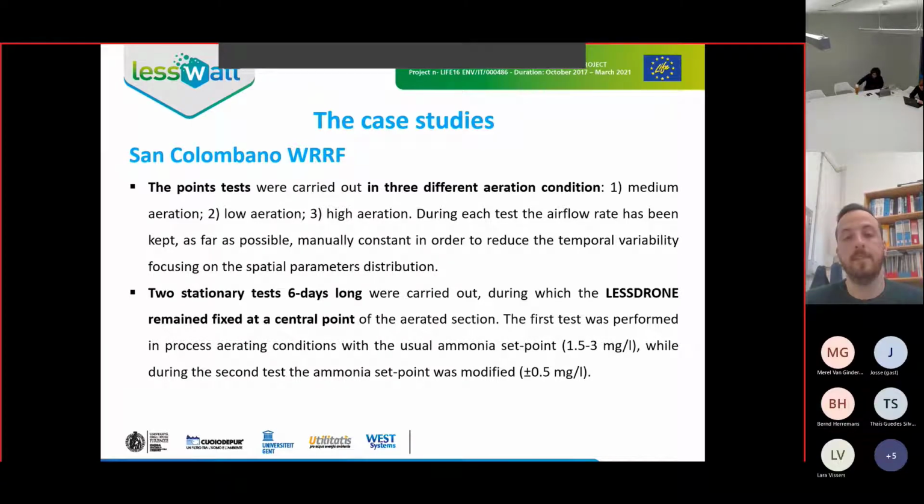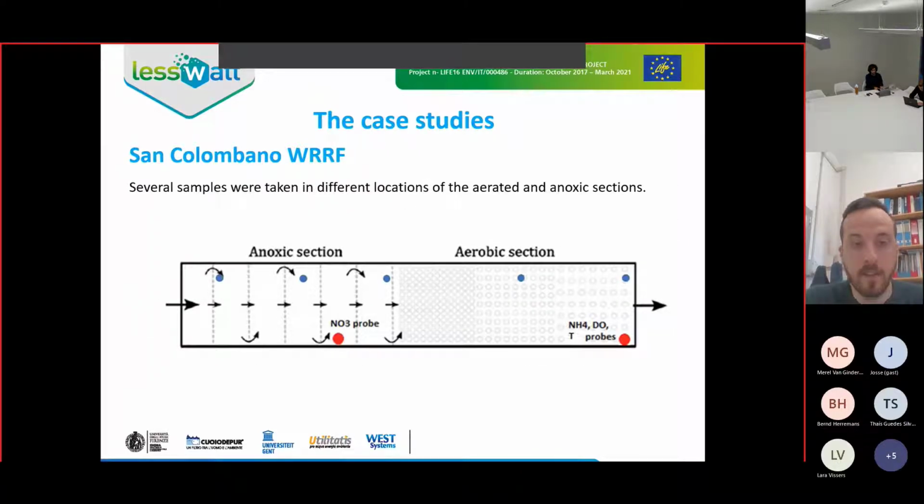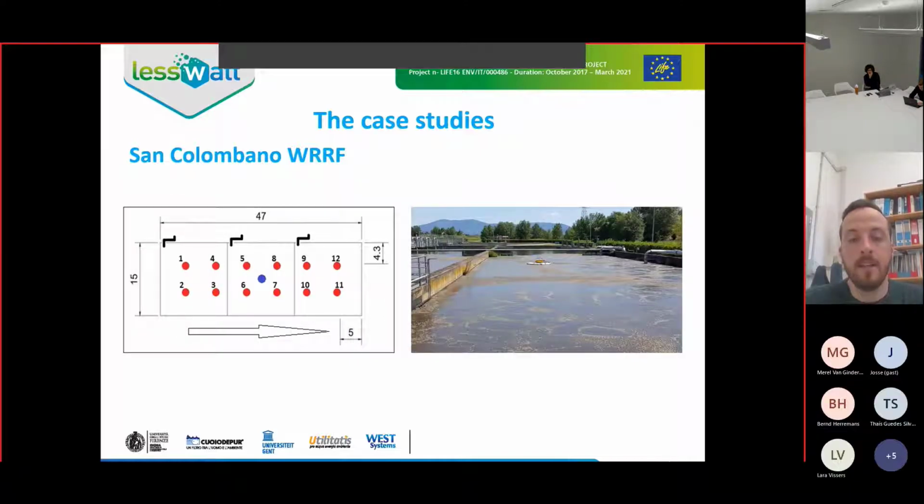During the first test, the process aerating condition remained at the usual ammonia set point, while during the second test, the ammonia set point was modified. During the tests, several samples were taken in different locations of the aerated and anoxic sections. These are the scheme of the measurement points in the aerated tank and an image of the LESSDRONE during a measurement.